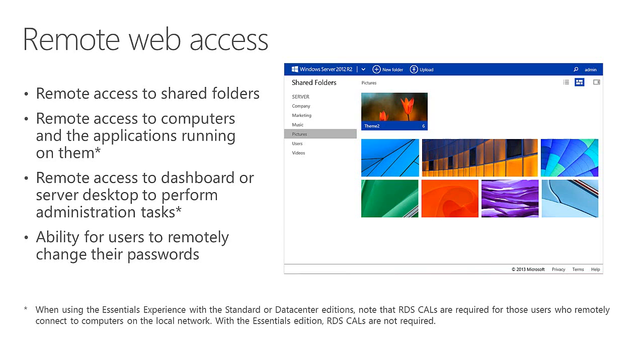Now, one thing to note here is just the idea that when you're using the Essentials edition, then there are no additional licensing requirements. But if you're running the Essentials experience with the standard or data center editions, then you will need RDS CALs for those users who do connect remotely to computers in the network. And this is because RWA leverages the RD Gateway role service of the RDS role in order to facilitate this.